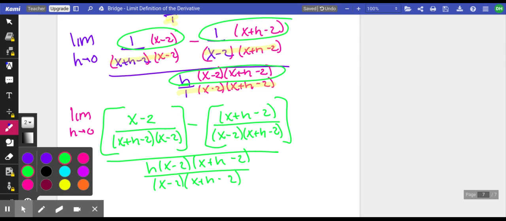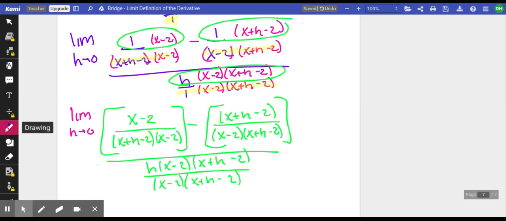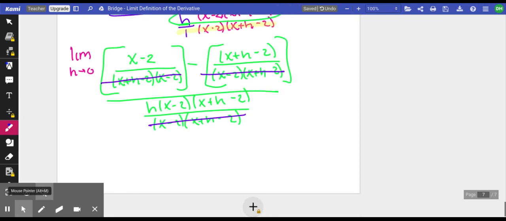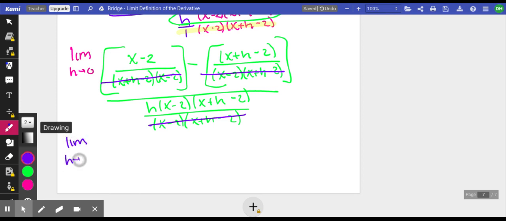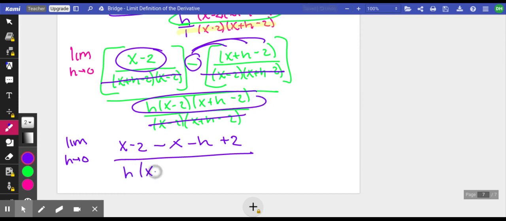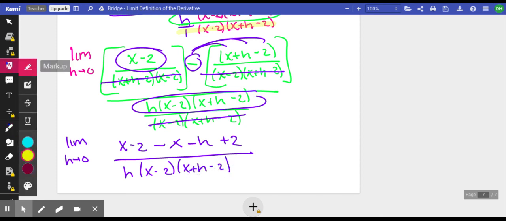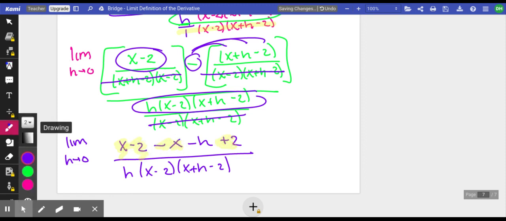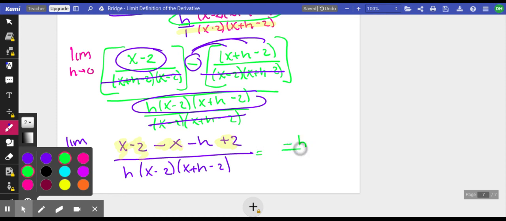Now remember, here's the best part. Once you get functions with all the same denominator, they will cancel each other out once they're all the same, which is nice because now that cleans up this function greatly. So I have the limit as h approaches 0. I'm left with x minus 2. Now I have minus this amount, so I have to make sure I distribute. So minus x minus h plus 2 all over, and I'm just going to write the denominator down. h times x minus 2 times x plus h minus 2. Okay. Now again, things should clean up. x and x, negative 2, positive 2. So all that I'm left with is a negative h over this function.